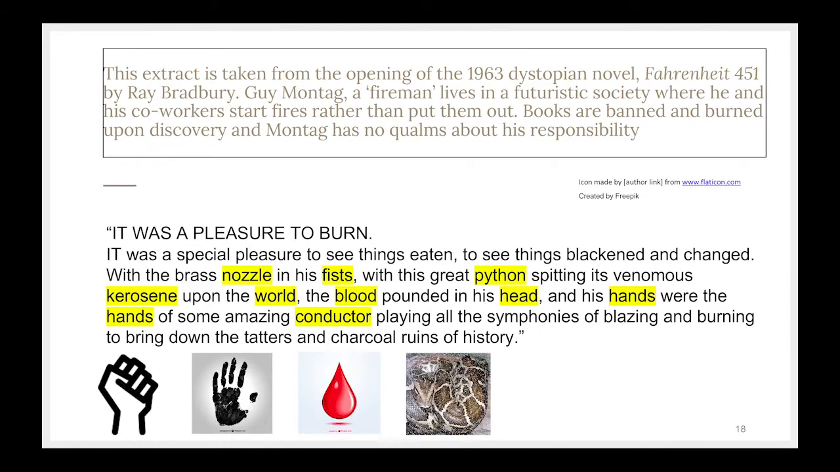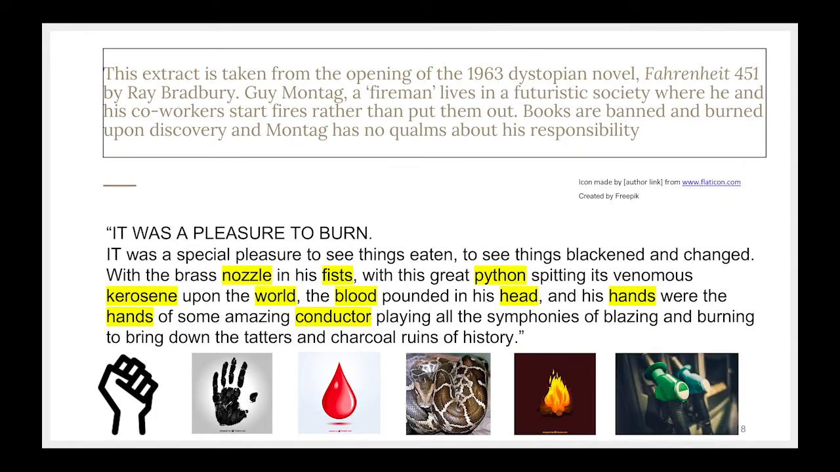So these images are there to represent the concrete nouns that we've spotted in the text. So we've got fist down here, hands, blood, python, fire, and we've got the nozzles here as well. Now fire is not mentioned explicitly, but we see there's blazing and burning, so we understand that there is fire involved. Obviously it's implicit, but it's going to help us with our analysis in this case.